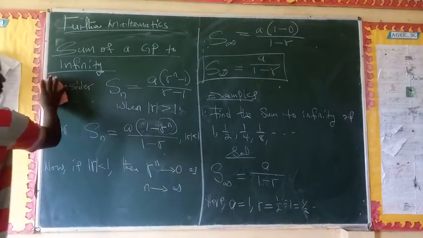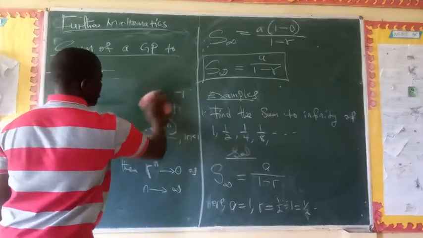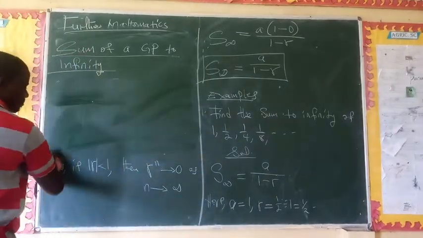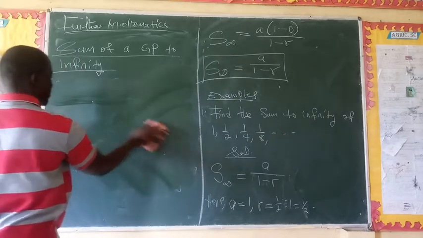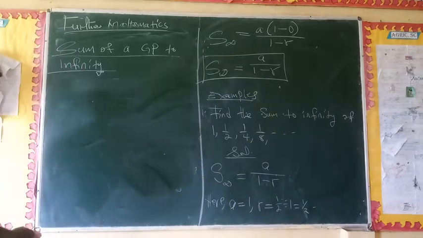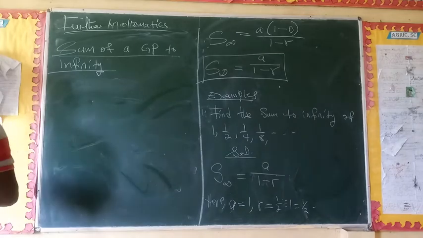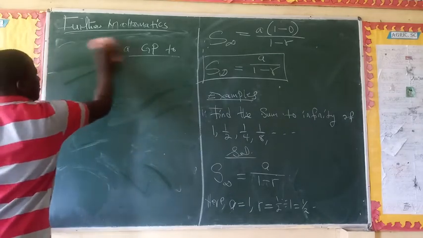The next thing is to substitute these values into the formula to find our sum to infinity. So therefore, we have, let me take this out.